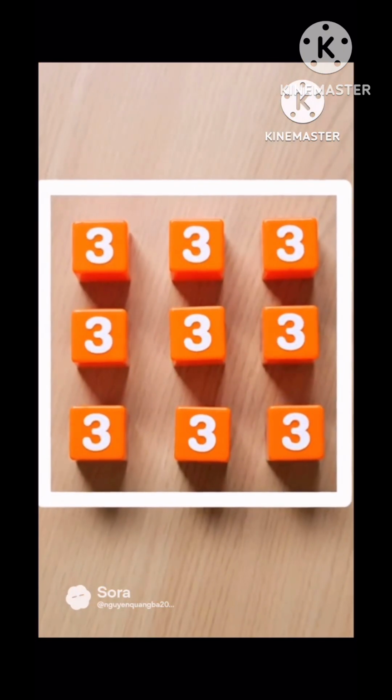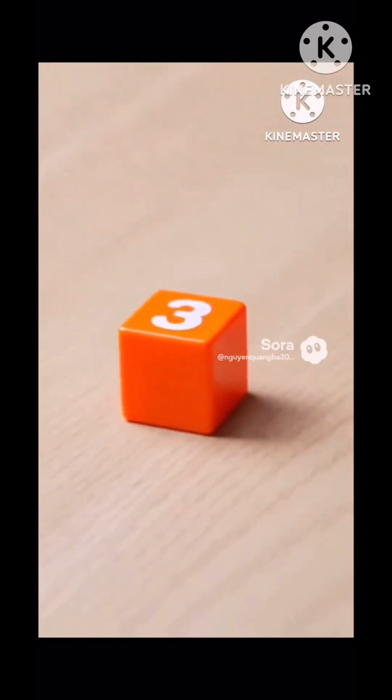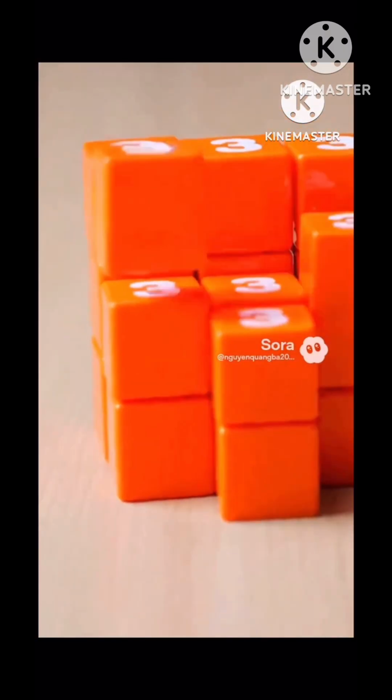3 times 3. Multiply one set of 3s by another set of 3s, and what do you get? A total of 9. Easy, tasty math.